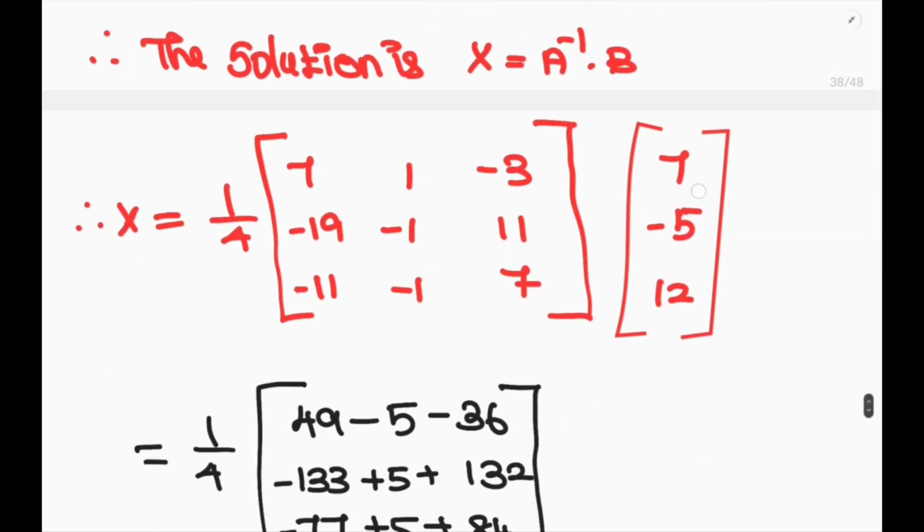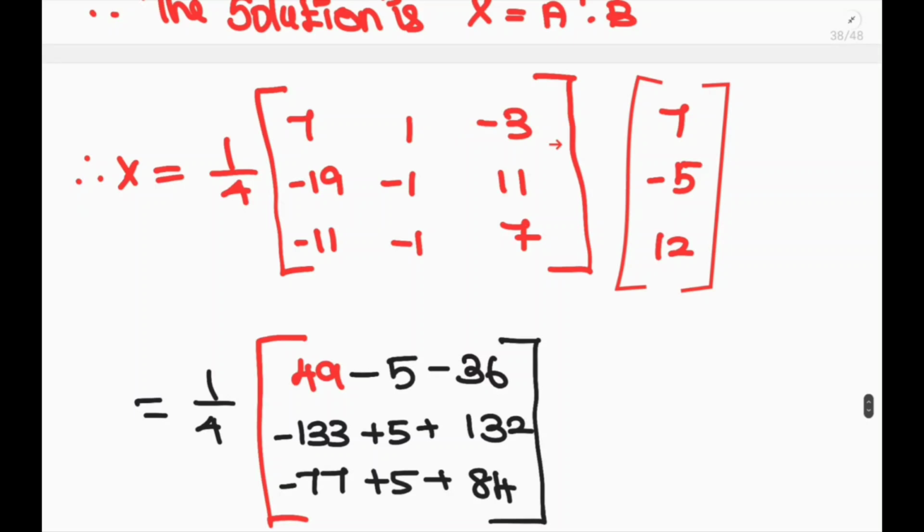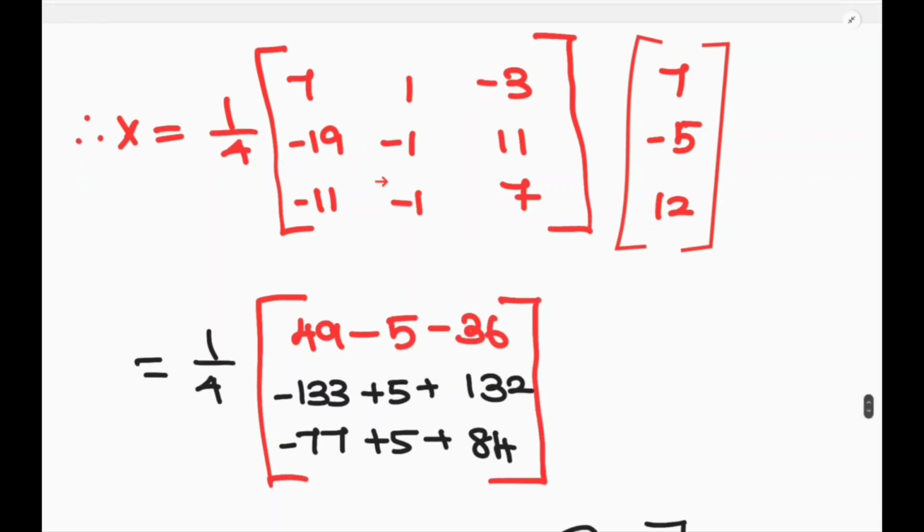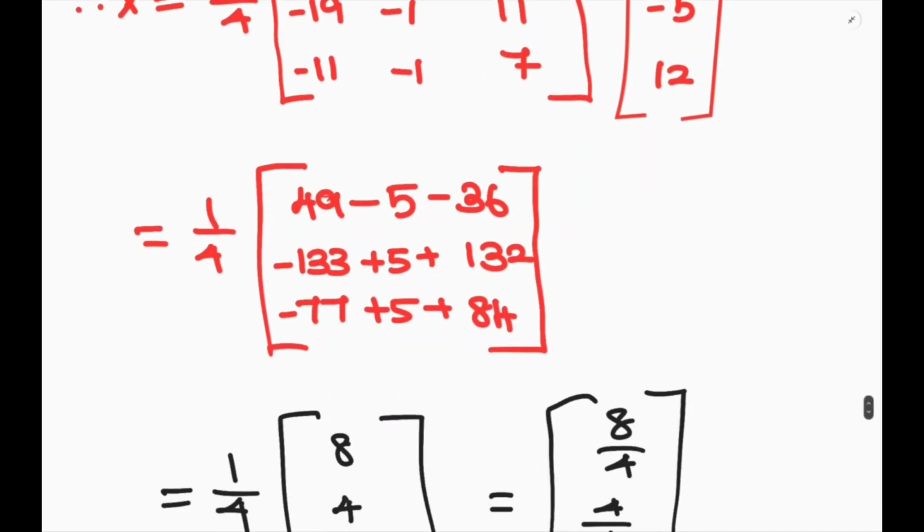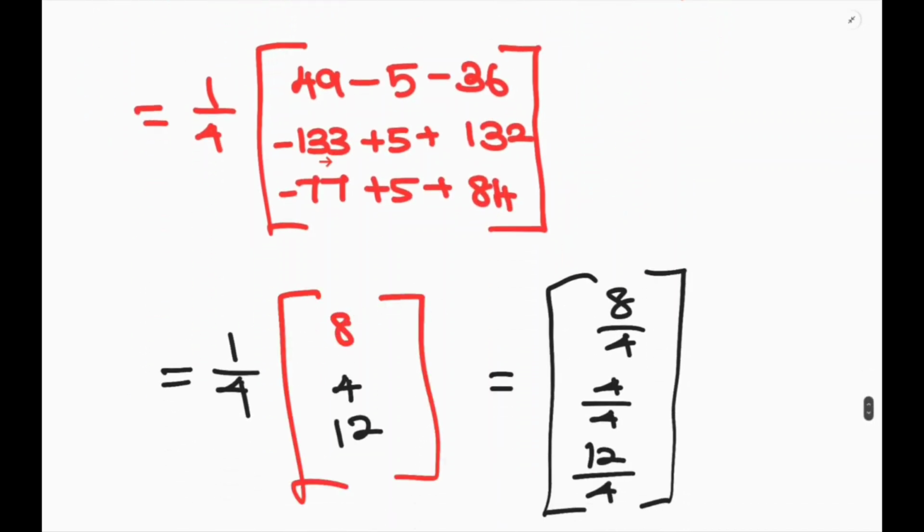So first row first column 7 7s are 49, 1 into minus 5 minus 5, minus 3 into 12 minus 36. Second row second column minus 133 plus 5 plus 132. Third row this, so minus 77 plus 5 plus 84. So adding them, the first row you will get just 8, and adding them, that is minus 133 plus 132, it becomes minus 1, minus 1 plus 5 is 4. Then this is nothing but 12.